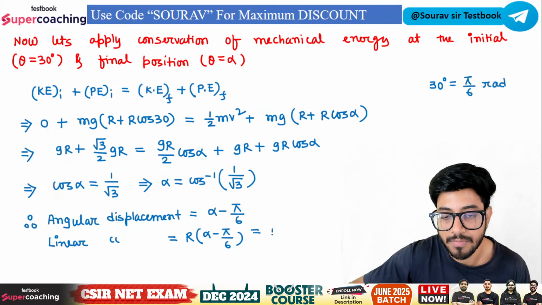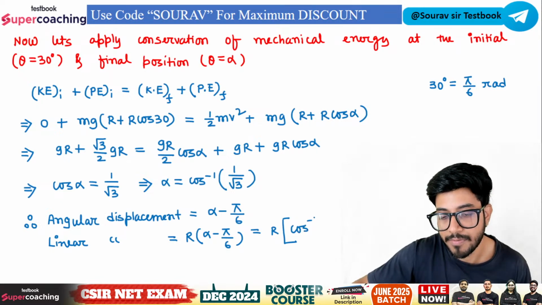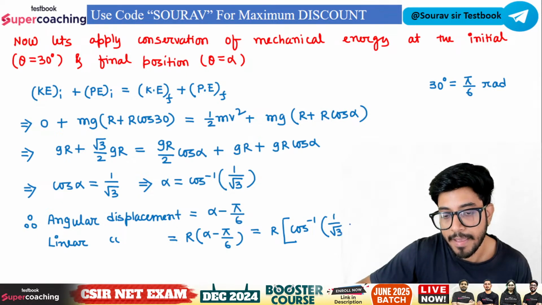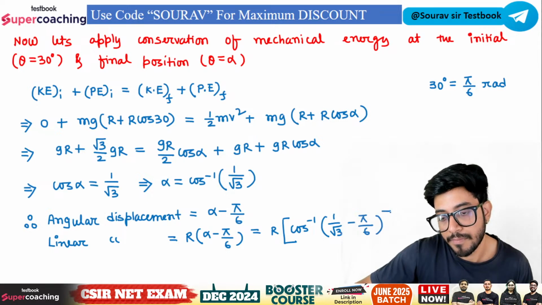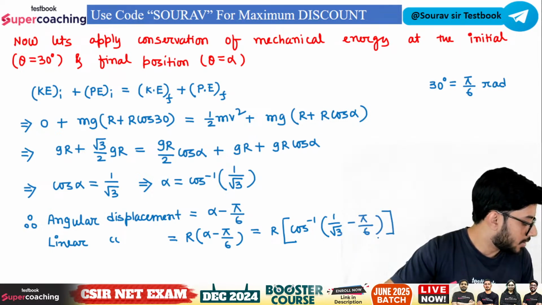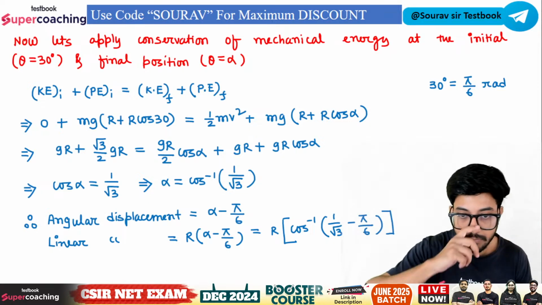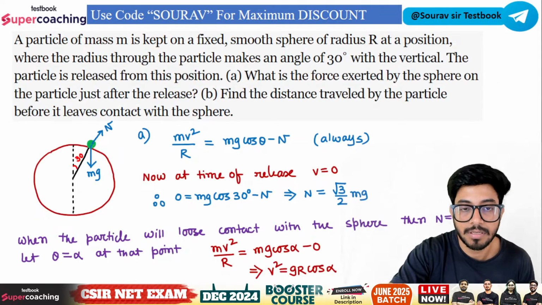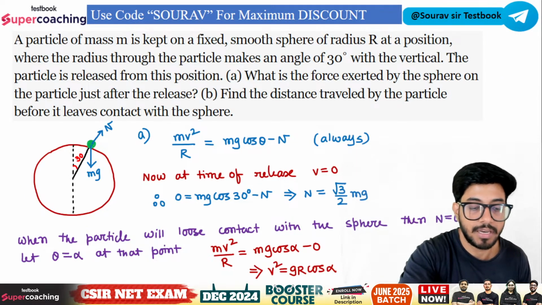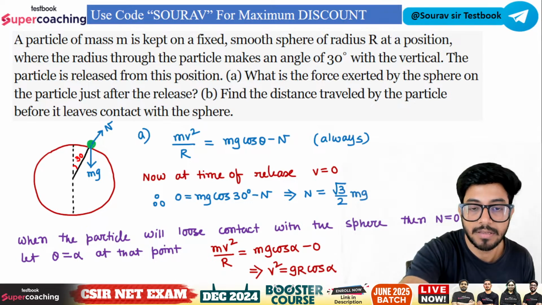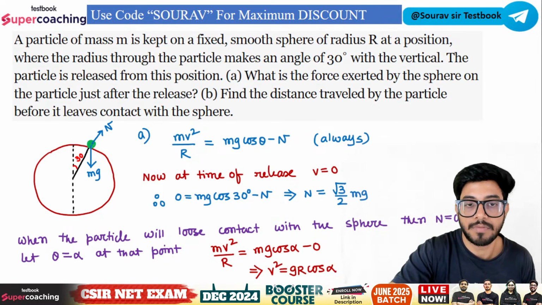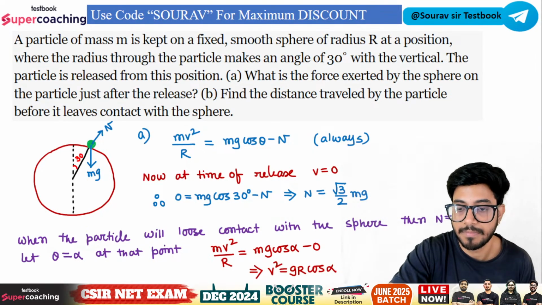So r into cos inverse of 1/√3 minus pi by 6. Cos inverse of 1/√3 minus pi by 6 into r. That's all. This problem is solved. If you have any doubts, you can definitely ask me. Otherwise, we will continue on the next.